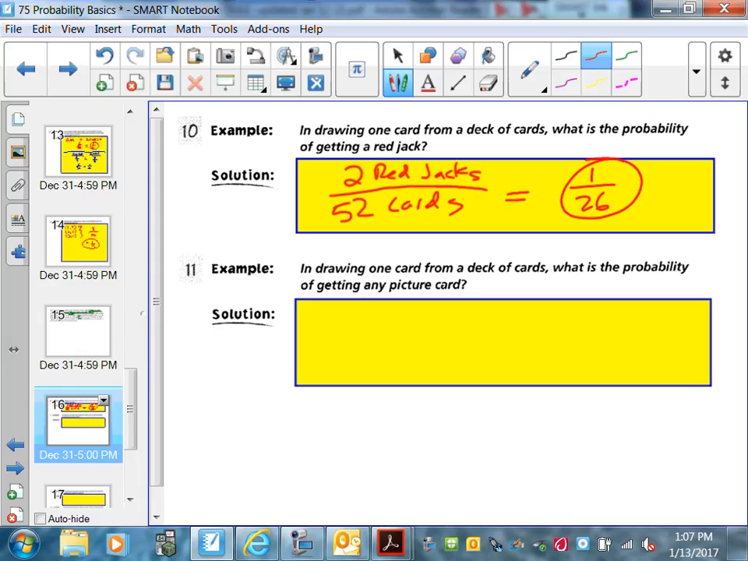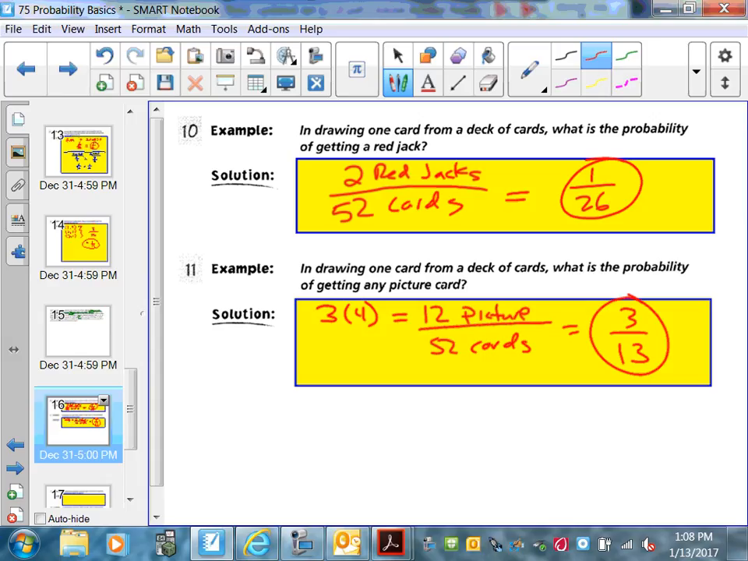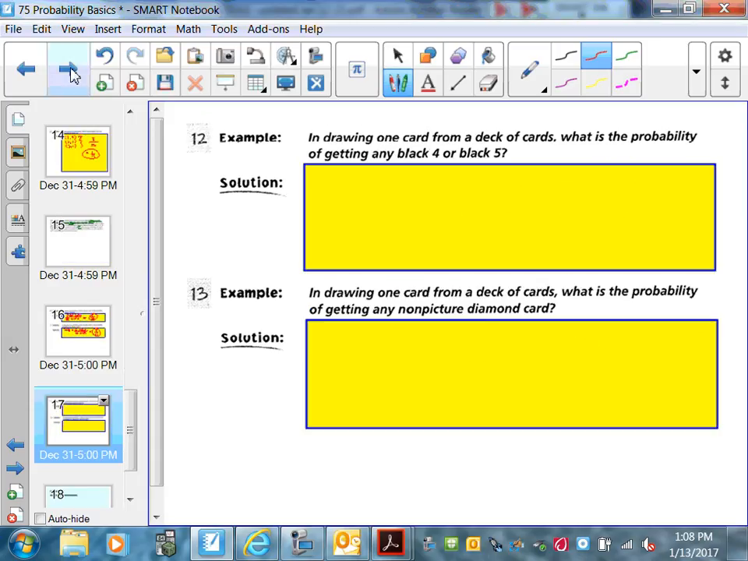Okay, let's say you draw a card from a deck of cards. What's the probability that you will get a picture card? There's jacks, queens, and kings. But there's 4 of each type. So there's 3 picture cards times 4 suits is 12 picture cards, over 52 cards total. Do you believe me when I say this reduces down to 3 over 13? Alright, 3 out of 13.